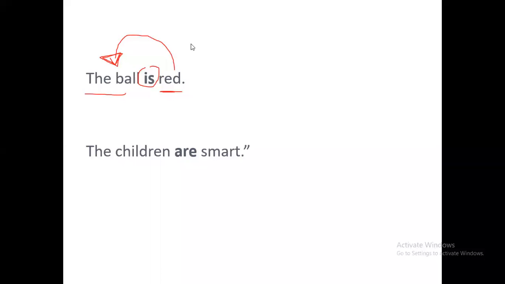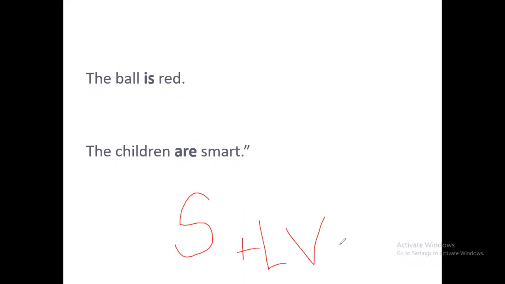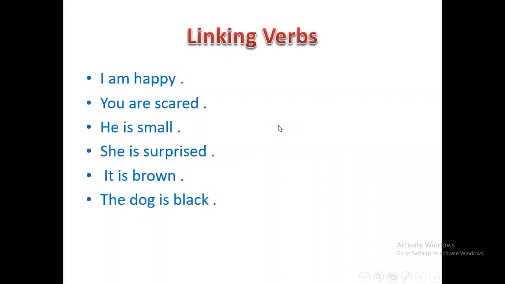The children are smart. The children is the subject. Are is the linking verb. And smart is an adjective, but it's information about the subject. So if we use the linking verb, the structure of the sentence will be subject, linking verb, then more information about the subject. They can be a noun, an adjective, or sometimes an adverb. So let's take more examples.